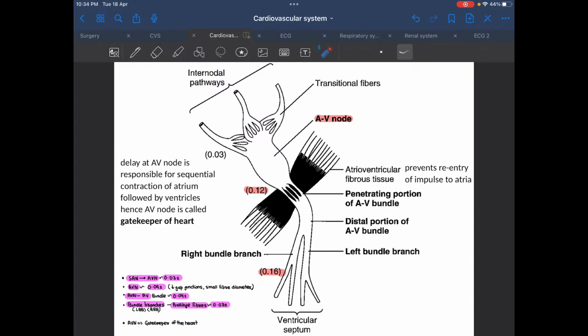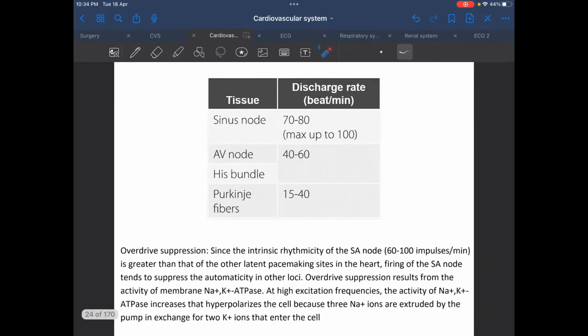Okay, so all of this is done. So if I say SA node to the whole ventricular septum, it's going to take about 0.06 seconds. And then later 0.03 seconds again from the bundle branches to travel to the Purkinje fibers. Okay. So we have discussed this; this is our intrinsic frequency.